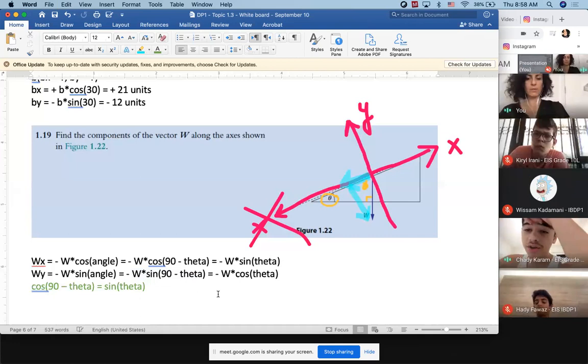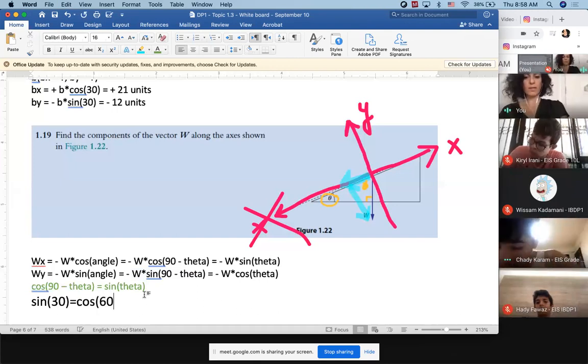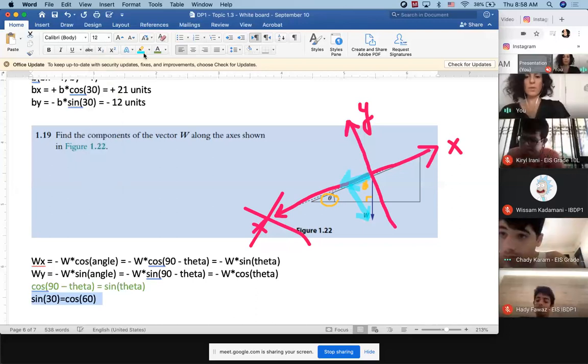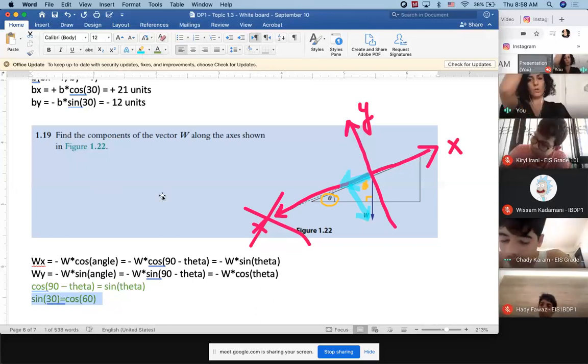Okay, so if you want, I can tell you sine of 30 degrees is actually equal to cosine of 60 degrees. This is what we mean. We don't really use it in physics unless we are not given the values. Okay, Tony, thank you so much.